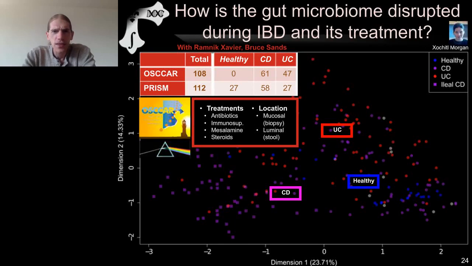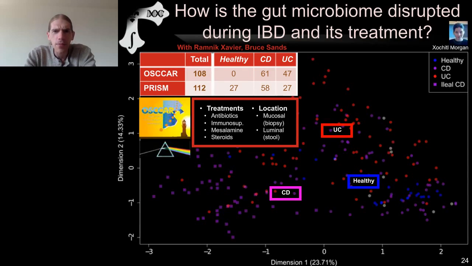So we originally started looking at this question a few years ago, driven by a research scientist in my lab, Sochi Morgan, and a collaboration with Ramnik Xavier at Mass General and the Broad, and Bruce Sands in New York. The first set of cohorts that we looked at was a combination of two cohorts from these locations, Oscar and Prism, totaling just over 200 individuals, from whom we had a good bit of, again, accompanying metadata and clinical background on their disease progression and on treatments that they had been exposed to. We surveyed these individuals using two different types of samples of the gut microbiome, both stool samples and mucosal biopsies.